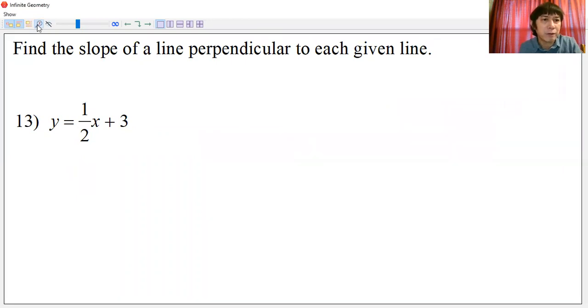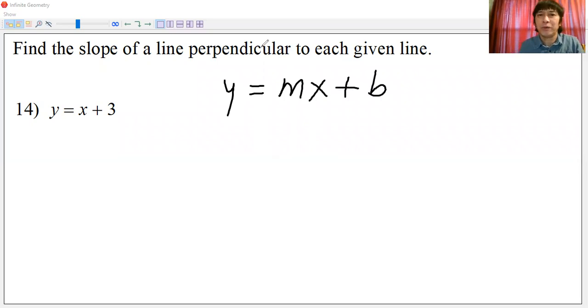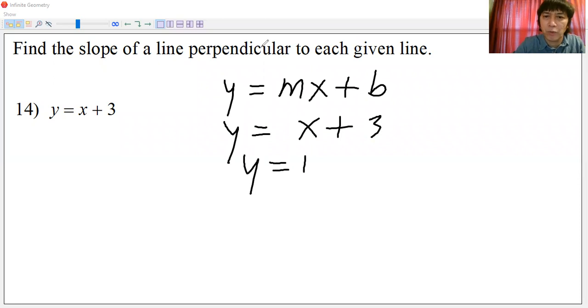Let's have number 14. Now here's number 14. y is equal to x plus 3. So this is still in the slope-intercept form, and we can readily see the slope here. We can see the slope, which is clearly positive 1, because this is x, this means 1 times x, plus 3. And our m here is 1.